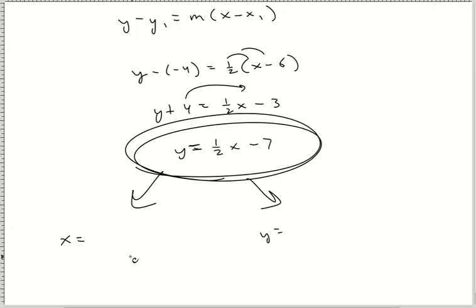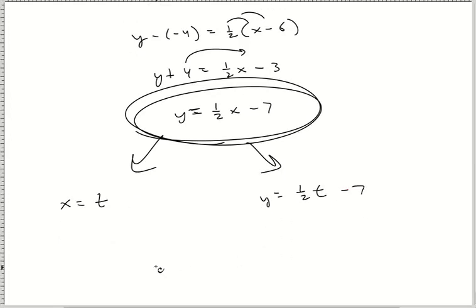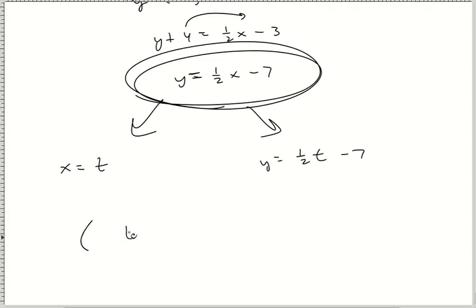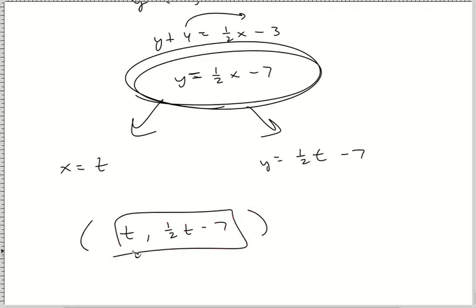Are you ready? I simply say, well, x is t, and therefore this guy, I just put a t in, and it works. The end. That's your answer. In the parentheses, you put t, and then 1/2 t minus the 7, just like this. That's your answer that you would type in. Now that's cheating. It's not really cheating, but it's basically a cheater style answer, I guess you can say.